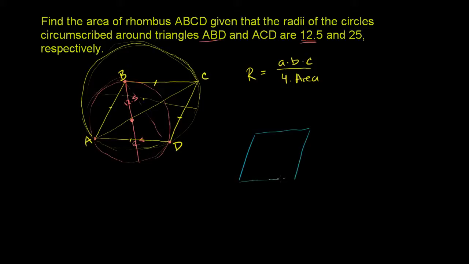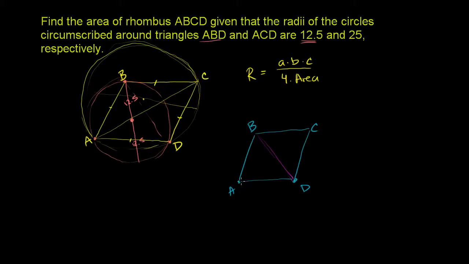Redraw the rhombus. We actually won't even have to draw the circumcircles or the circumscribed circles, because we know this formula right over here. So this is A, B, C, and D. Now let's think first about triangle ABD. Actually, let me just draw the diagonals here.